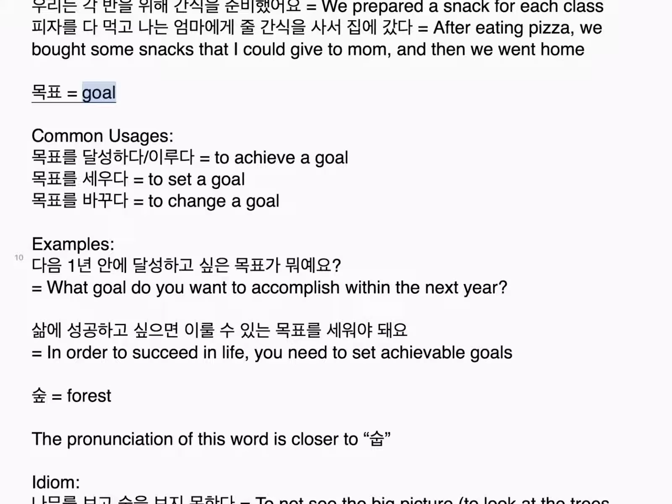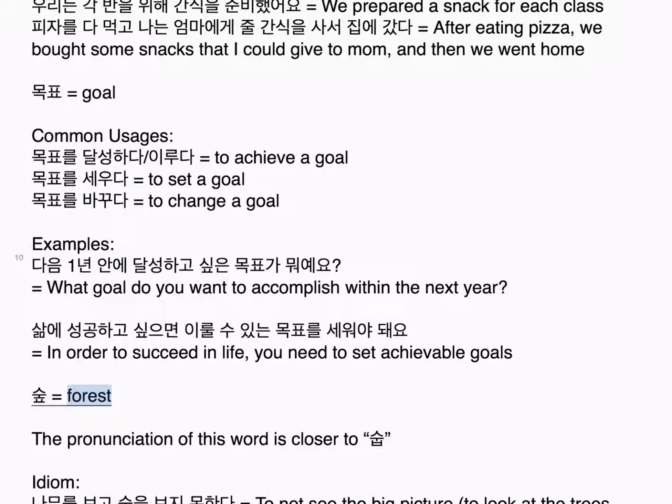목표 equals goal. Common usages. 목표를 달성하다, 이루다 equals to achieve a goal. 목표를 세우다 equals to set a goal. 목표를 바꾸다 equals to change a goal. Examples. 다음 1년 안에 달성하고 싶은 목표가 뭐예요? What goal do you want to accomplish within the next year? 삶에 성공하고 싶으면 이룰 수 있는 목표를 세워야 돼요. In order to succeed in life, you need to set achievable goals.